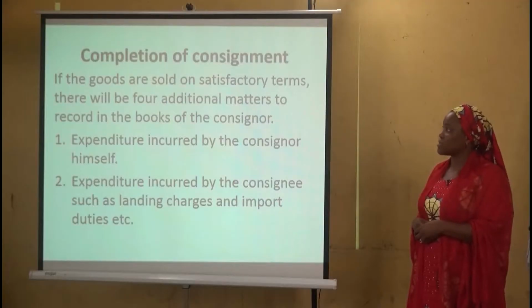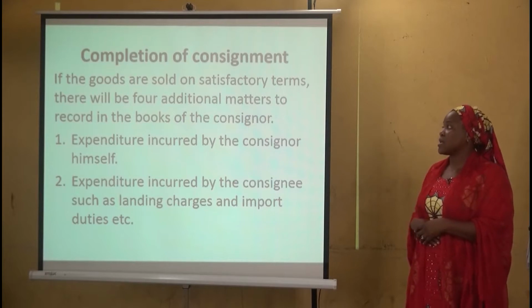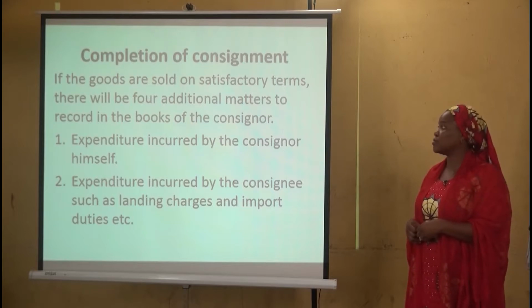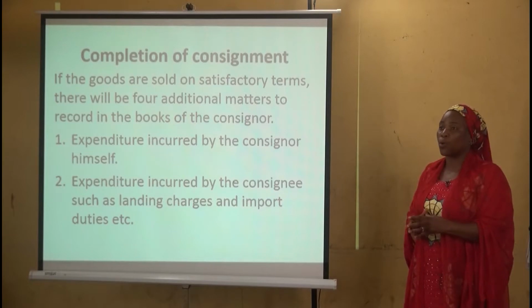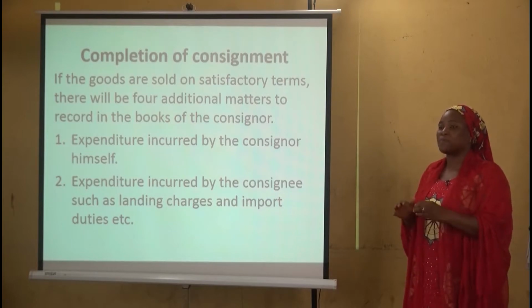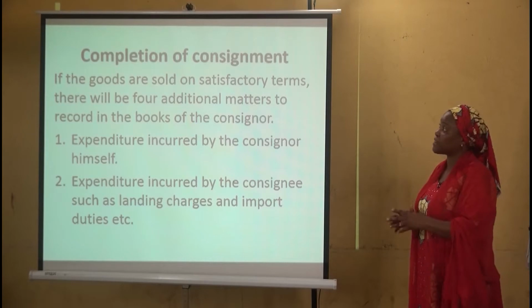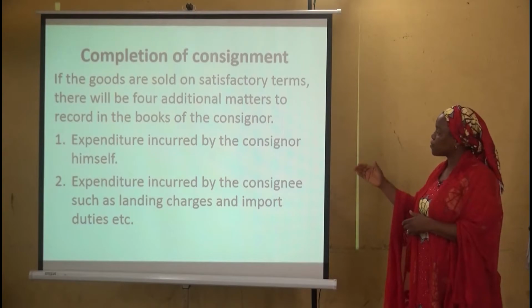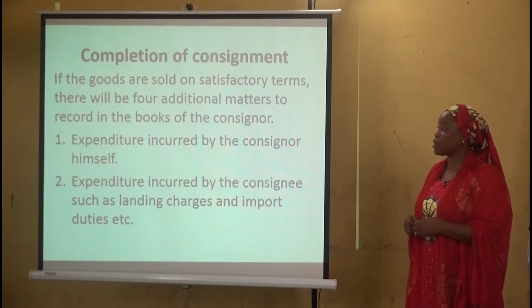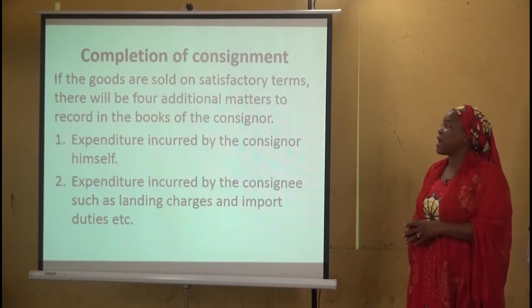Completion of consignment. If the goods are sold on satisfactory terms, there will be 4 additional matters to record in the books of the consignor. When the terms are being met between the consignor and the consignee, that means the business has gone well. That is what we mean by satisfactory. Then, number 1, in the books of the consignor, he has to record the expenditure incurred by the consignor himself. That means the expenditure that he has incurred himself has to be recorded in his own books.